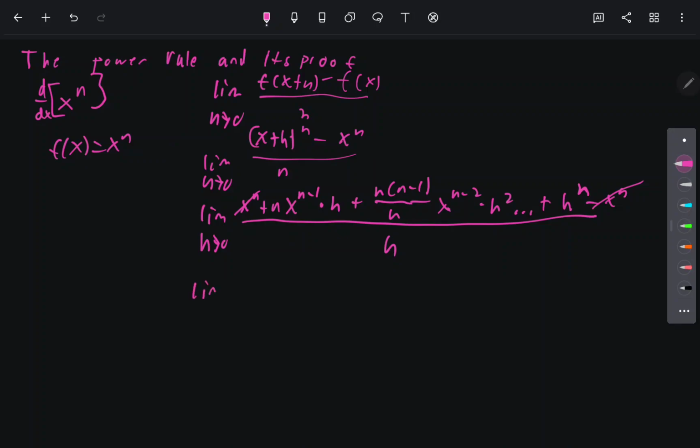So we are going to be left with the limit as h approaches 0, and this h and that h are going to cancel, and it's going to continue canceling. So we are left with the limit as h approaches 0 of n times x to the power of n minus 1, plus n times n minus 1 all over 2, times x to the n minus 2 times h, and so on. Apparently I miswrote it up there, but it's over 2.